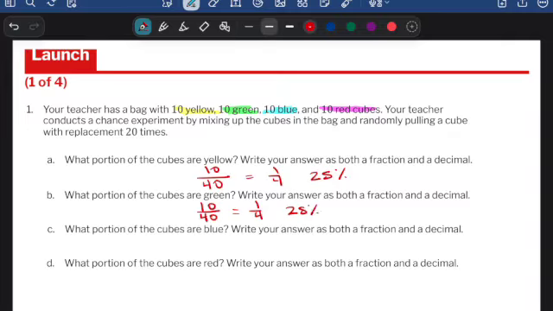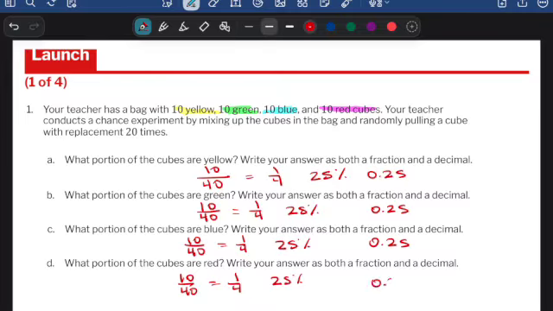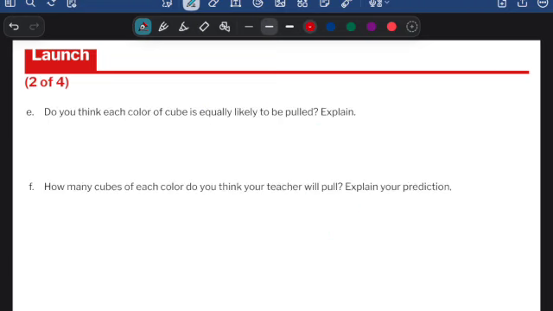What portion of the cubes are blue? Same number of cubes for each color. So all of the colors would be 1/4 of the total, or 25%. Same with our red cubes, 10 out of 40, which is 1/4, which is 25% of the total cubes are red. I wrote it as a percent, so we can just convert these to decimals because you will see relative frequency as decimals in later lessons.